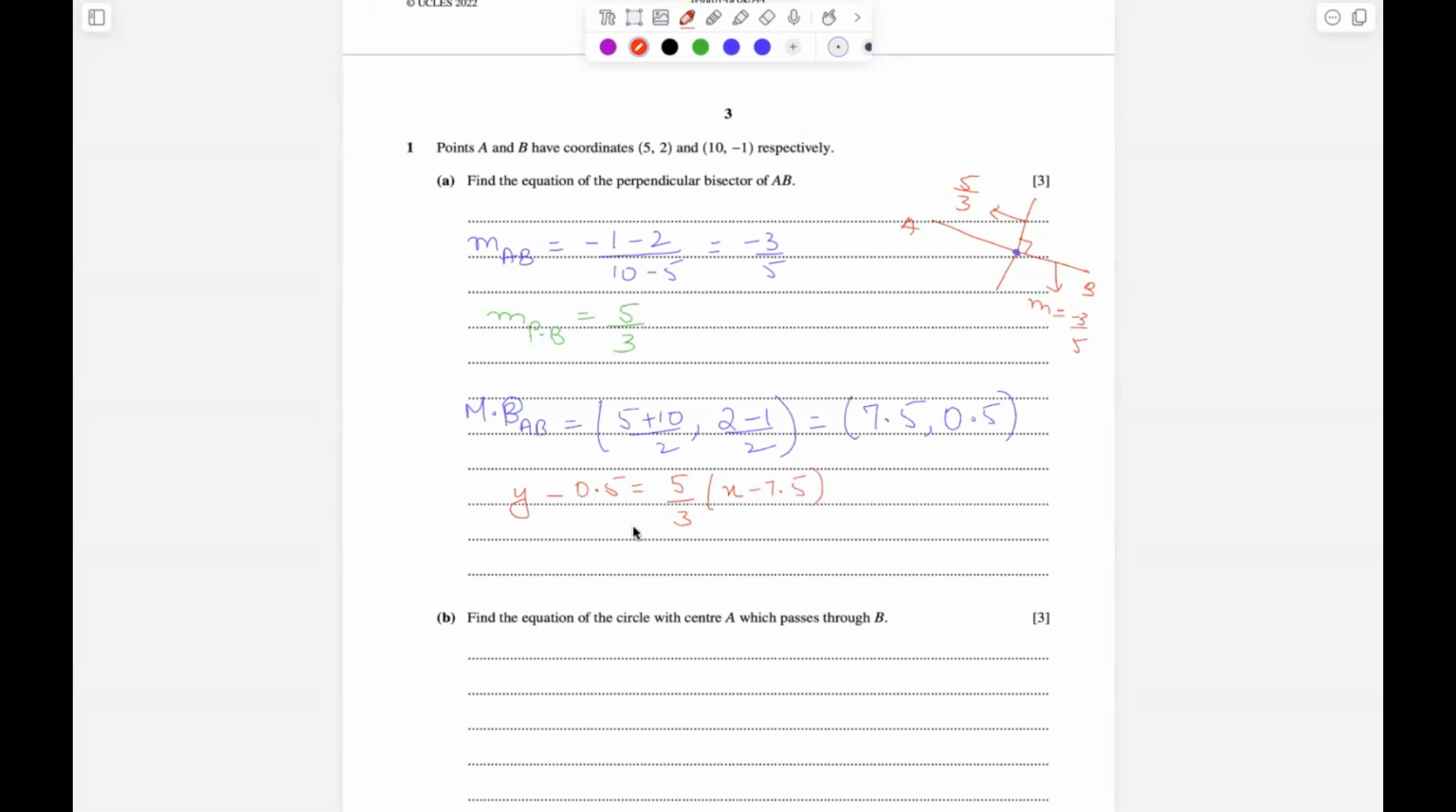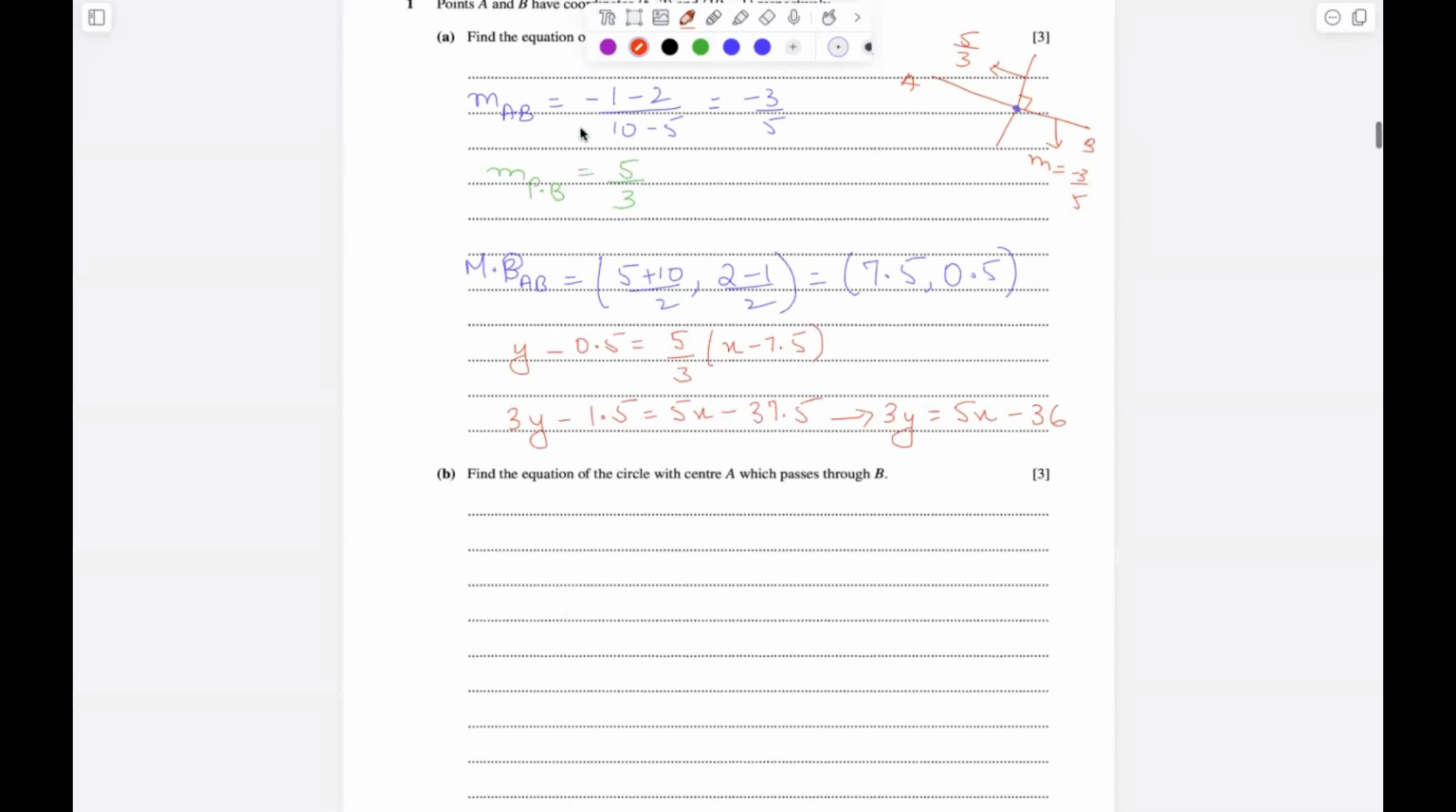Now we can leave our equation in this form, or we can cross multiply. So this will become 3y minus 3 into 0.5, which is 1.5, is equal to 5x minus 5 into 7.5, which is 37.5. Bringing the 1.5 to the other side, the equation will become 3y is equal to 5x minus 37.5 plus 1.5, which will become minus 36.